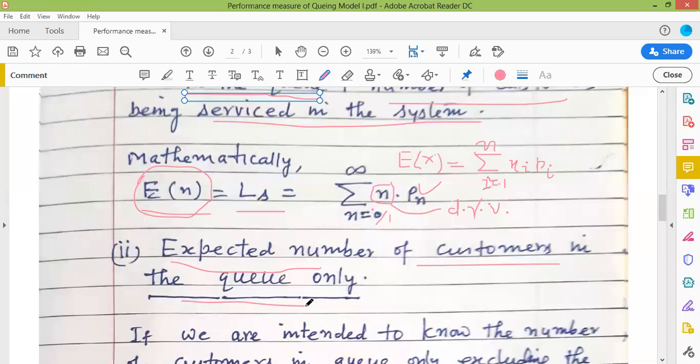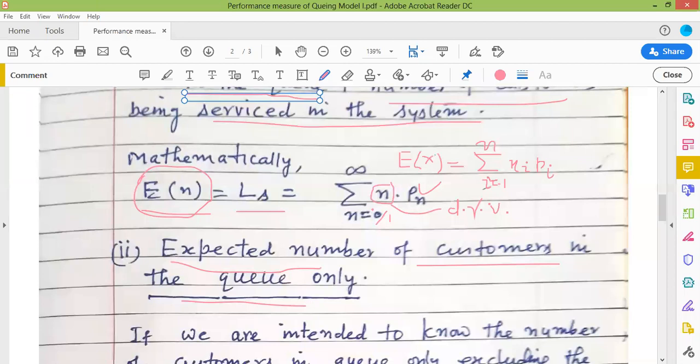The persons who have entered into service and are getting the service, to a major extent, are satisfied because they have entered the service. They are being serviced, so they know that after the service, they will go out of the system. But the persons who are standing in the queue are still desperate. They are still waiting for their turn. So it is also important to have the expected number of customers in the queue.